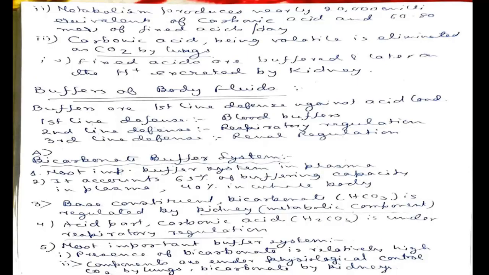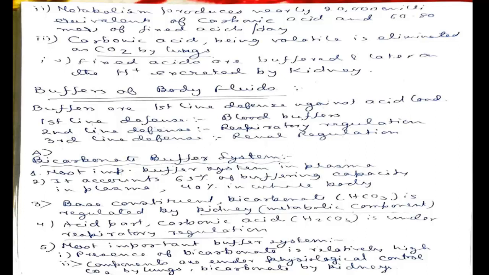Metabolism produces nearly 20,000 milliequivalents of carbonic acid and 60 to 80 milliequivalents of fixed acids per day. Carbonic acid, being volatile, is eliminated by the lungs as carbon dioxide, and fixed acids are buffered and later H plus is excreted by the kidney. Buffers of body fluids are the first line defense against acid load. First line defense is blood buffers, second line defense is respiratory regulation and third line defense is renal regulation.